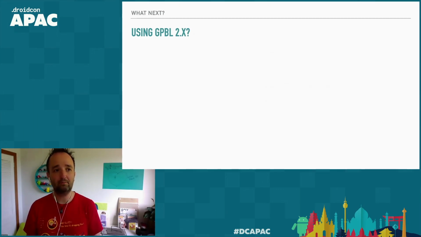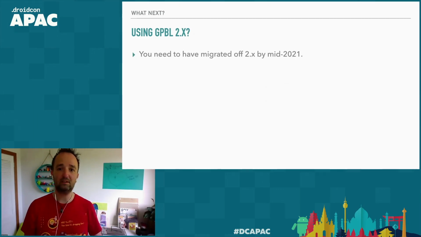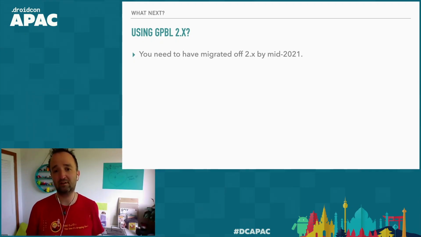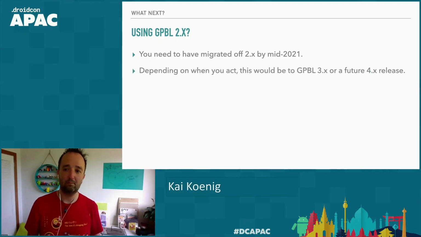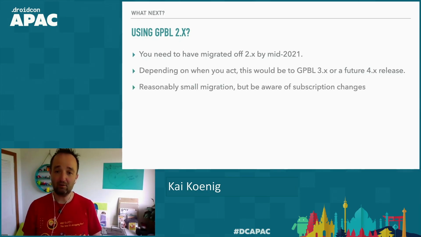If you're currently on Billing Library 2.0, it's easier. You still have to be off 2.0 by mid-2021, because that's when support for it ends. And you still would end up with 3 or 4. But my recommendation would be to do that now and just bite the bullet and move to Google Play Billing Library 3, because it's a very smooth migration.